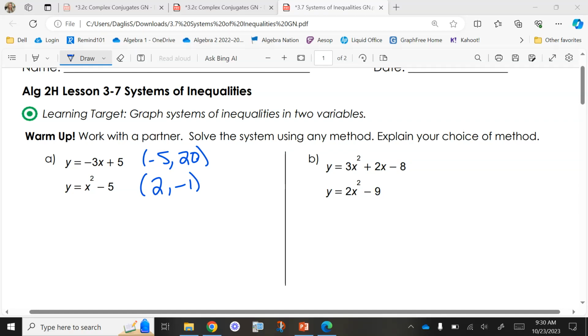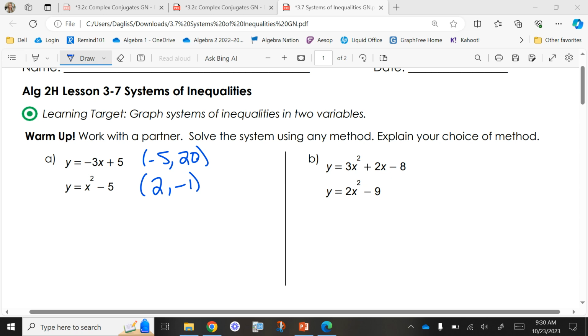How many people used graphing for the first one? Like on your calculator, do graphing? Okay. Yeah. How many people did elimination? Anybody do elimination? Yeah. And then substitution, which I figured would be most of y'all. Okay. What made you do substitution?